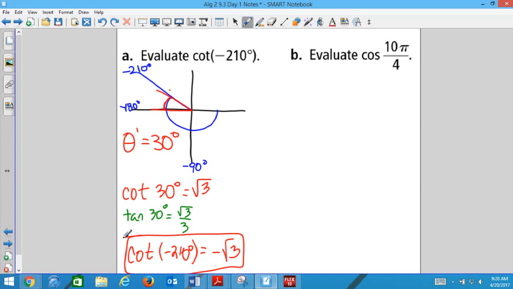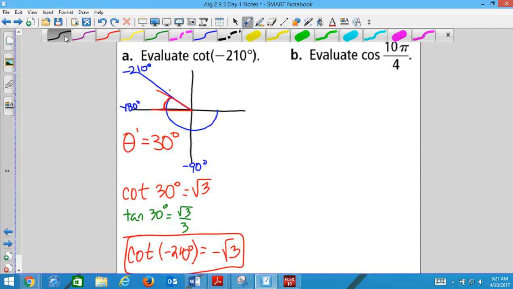Yeah, and I'll teach you a trick of how to remember it next time, but right now we're just figuring it out by knowing what's x and what's y. And then I'll teach you a trick next time. All right, next one.